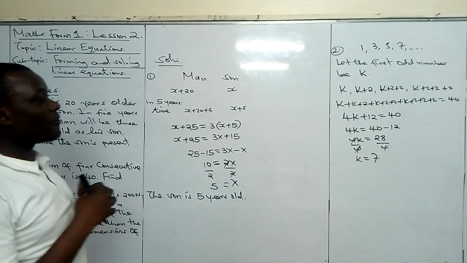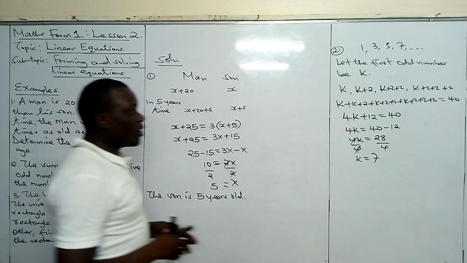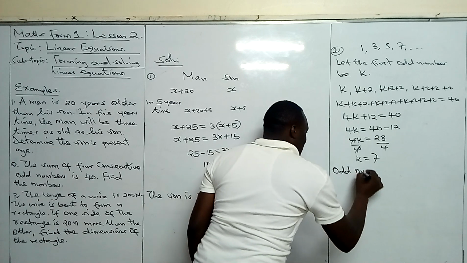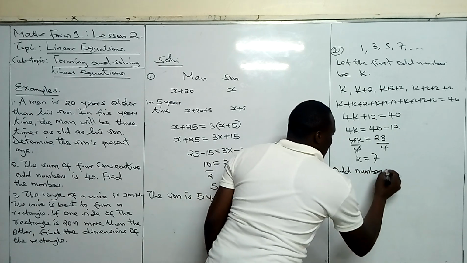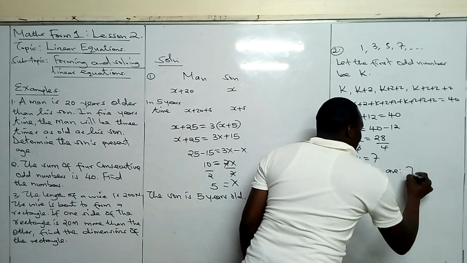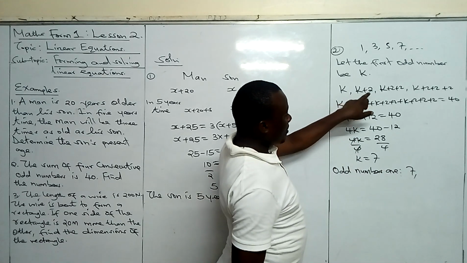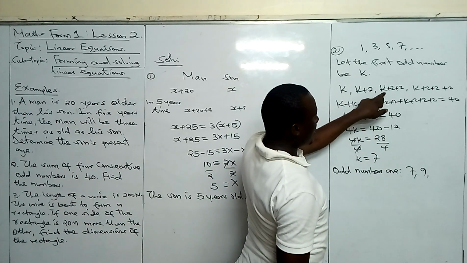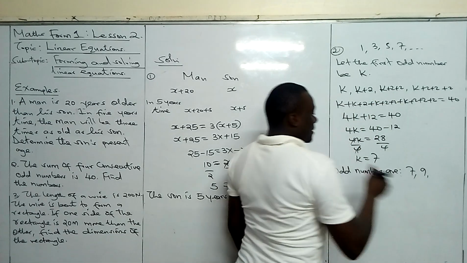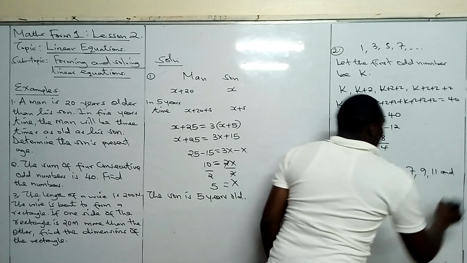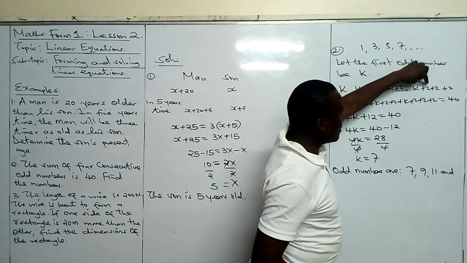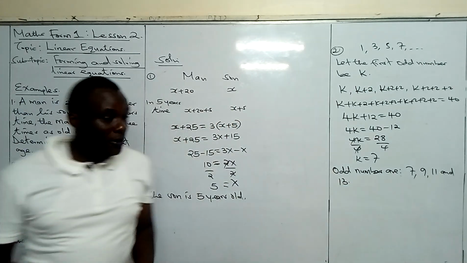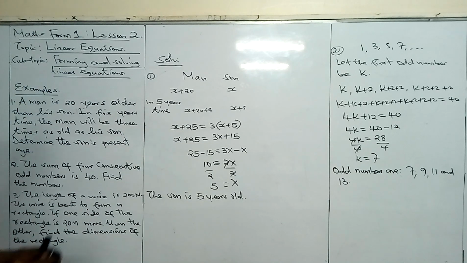So 7 is our first odd number. How do we obtain the rest? The odd numbers are: the first one is 7, the next one is k, which is now 7 plus 2, that one is 9, then 7 plus 2 plus 2, which gives us 11, and the last one is 7 plus 2, 9 plus 2, 11 plus 2, 13. So that's the correct answer for number 2. The last question.